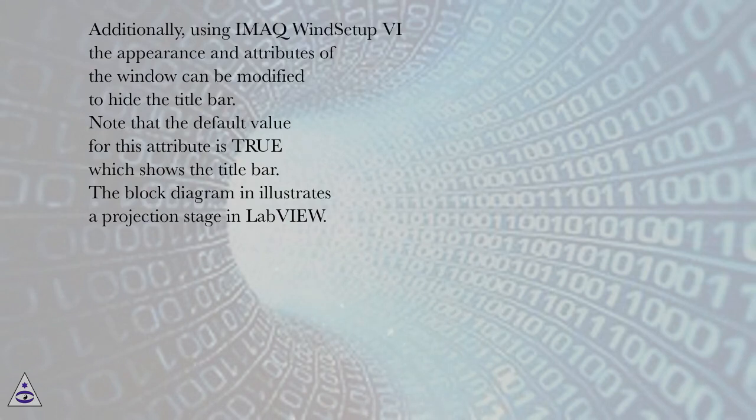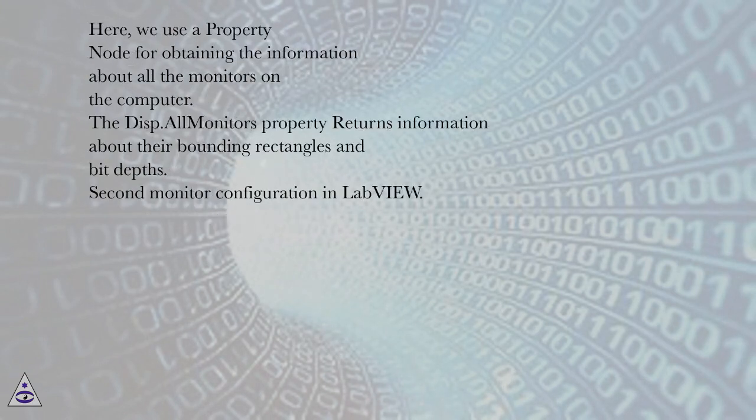The block diagram illustrates a projection stage in LabVIEW. Here, we use a property node for obtaining the information about all the monitors on the computer. The disp.allMonitors property returns information about their bounding rectangles and bit depths. Second monitor configuration in LabVIEW.